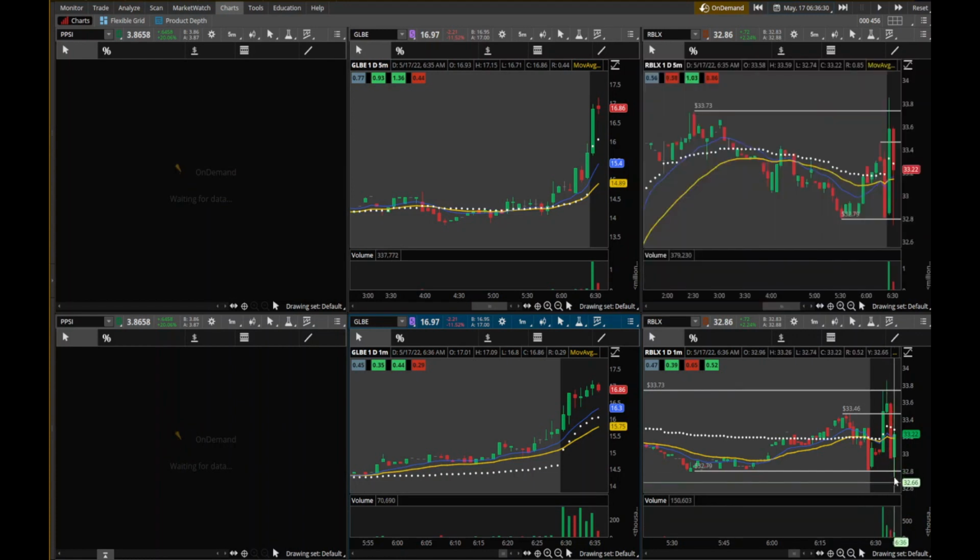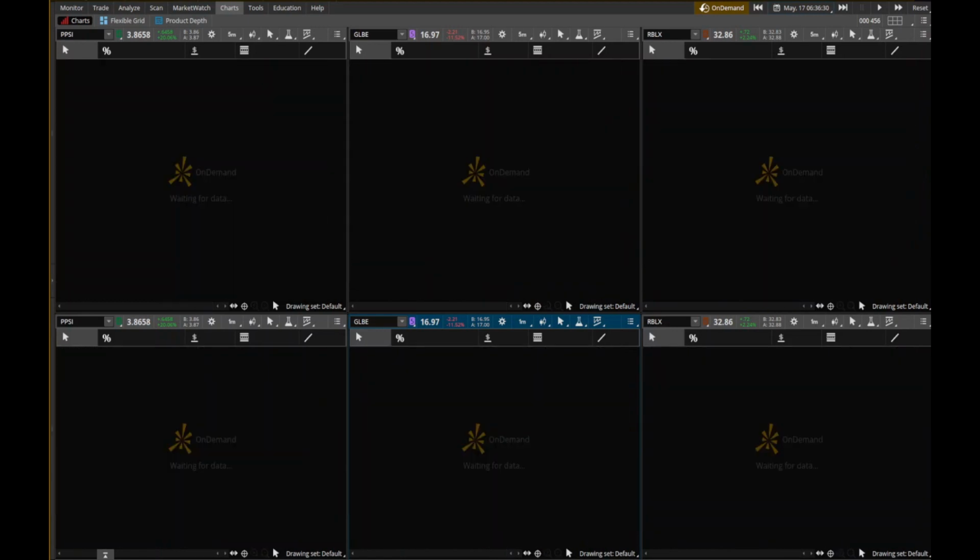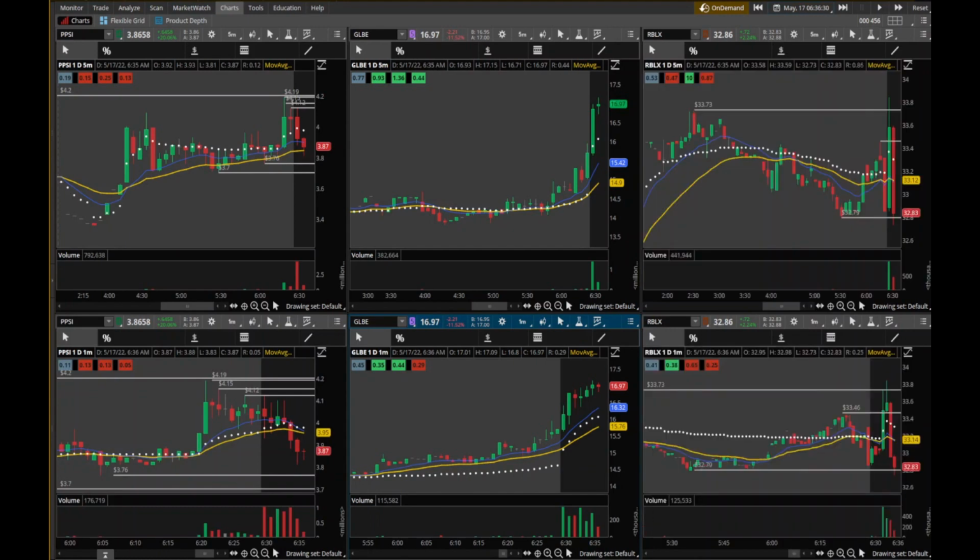Roblox putting in a nice bounce off of 2380. Sure is a whippy stock right now. All right. And then I have to reset the times so it resets on the other computers to match this computer. Yeah, it's kind of a pain. You don't have to worry about this when live trading.